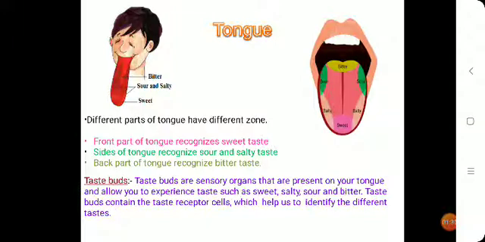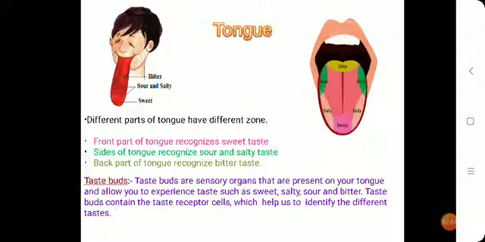We all know, children, the tongue is a very important sense organ. It helps us to identify taste. So in this slide, we are going to learn about the tongue. Different parts of the tongue have different zones. The front part of the tongue recognizes sweet taste. The sides of the tongue help us to recognize sour and salty taste. The back part of the tongue helps us to recognize bitter taste.